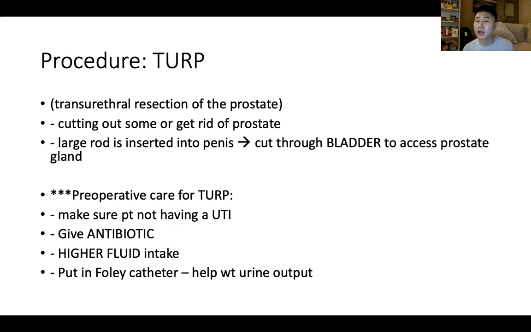We make sure that the patient does not have a UTI because we cut through the bladder and go through the ureter. So if they have a UTI, we can spread it to the bloodstream, and we don't want that. We give them antibiotics pre-op, prophylactically, because the bladder contains urine, and urine is a waste product, so it might have a lot of bacteria in there. Because we cut through it, we have to give antibiotics prophylactically to protect these patients. Higher fluid intake promotes the production of urine, and then we need to put in a Foley catheter to empty the bladder.